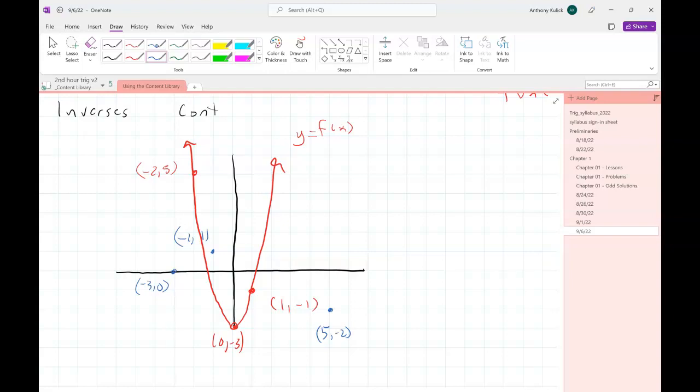Okay. So now I need to connect these somehow. How do I do that, though? So here's the trick. The vertex in f should still be like the vertex in f inverse. So I'm just going to draw starting from -3, 0. So there's that.